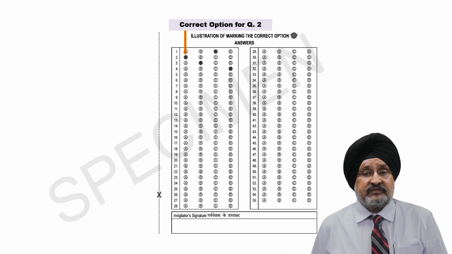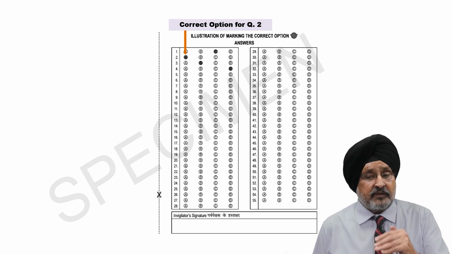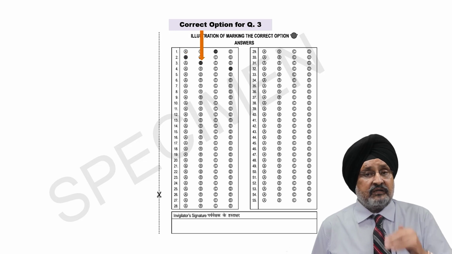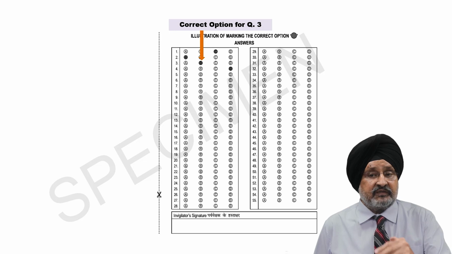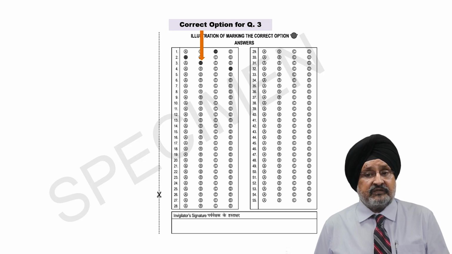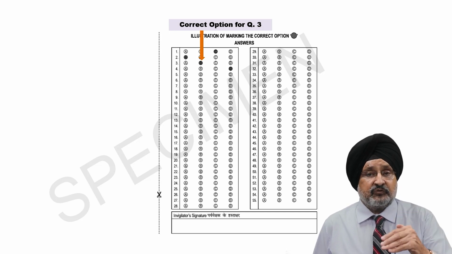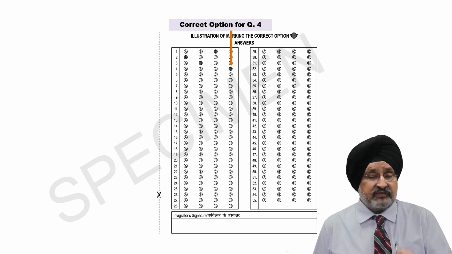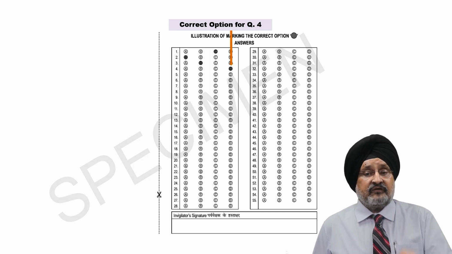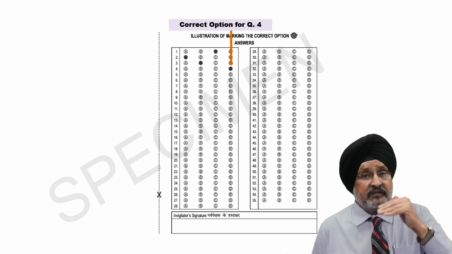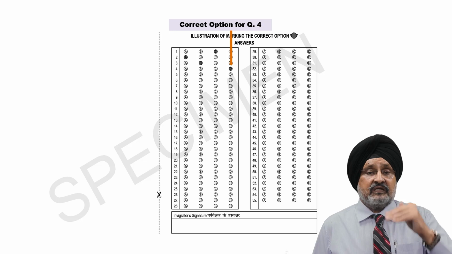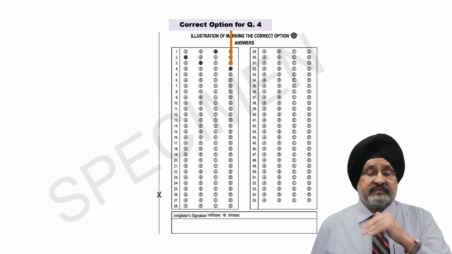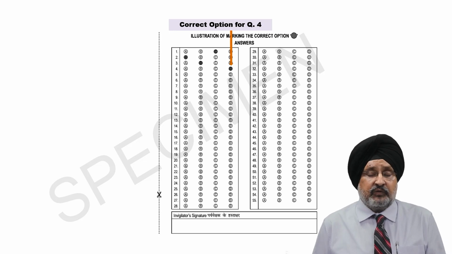And in question number 3, your correct option is B. You darken the circle where B is written in front of question number 3. And in question number 4, suppose your option is D, which you think is correct. Then in the fourth column, in front of question number 4, you darken the circle where D is written. This way, you will answer 45 questions.